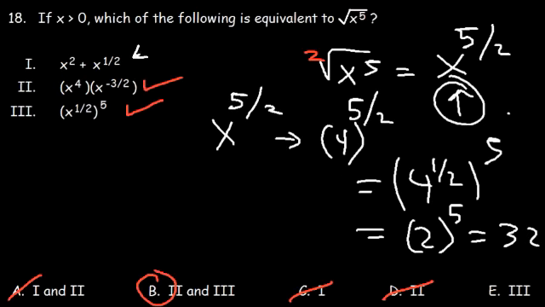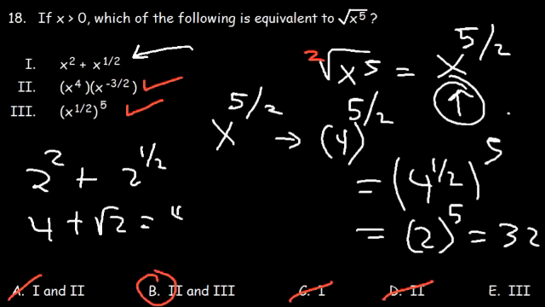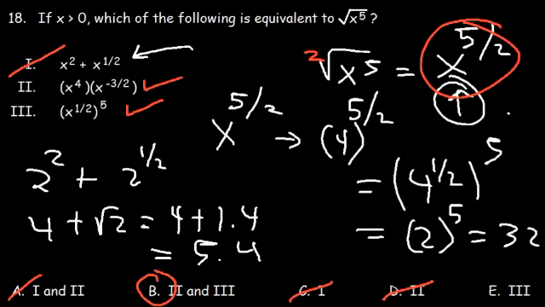Now, if we plug in 2, will we get the same answer or will we get something different? 2 squared plus 2 raised to the half. 2 squared is 4, and 2 to the half is the square root of 2. The square root of 2 has a decimal value of about 1.4, so this is equal to 5.4, which is not equivalent to 32. Therefore, number 1 is not true, or it's not equivalent to x raised to the 5 over 2 power. So therefore, not E, but B is the right answer. Only statements 2 and 3 are true.